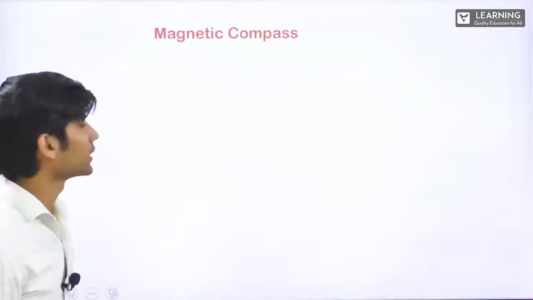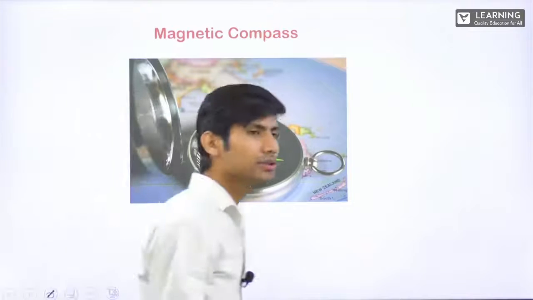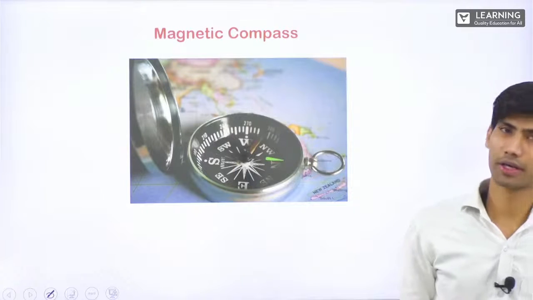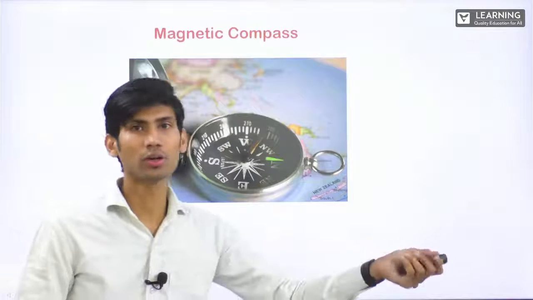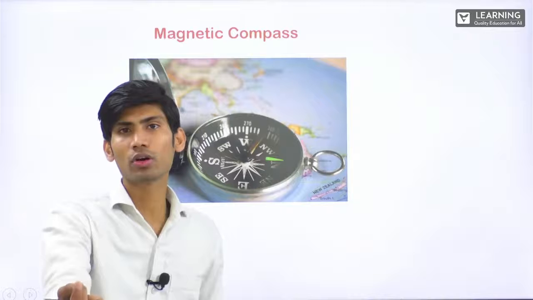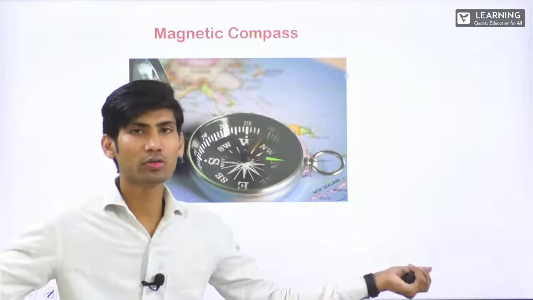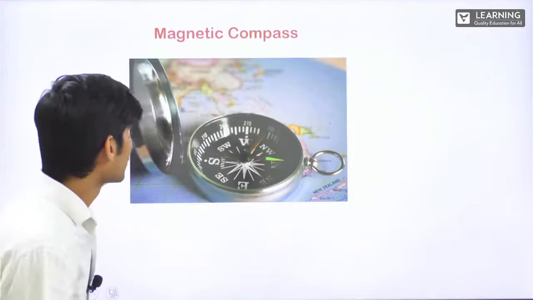Next, magnetic compass. As I told, what is a magnetic compass? It is a device which is used to see the direction. It will every time show you the north pole. You will get to know, okay, this side is north. So if you get to know one side is north, the other will be south, and the other two will be east and west. Right?